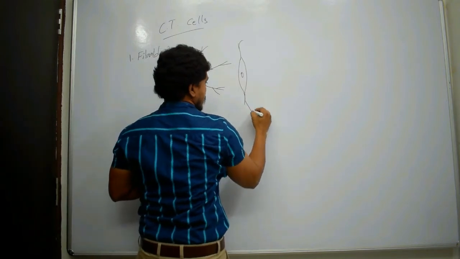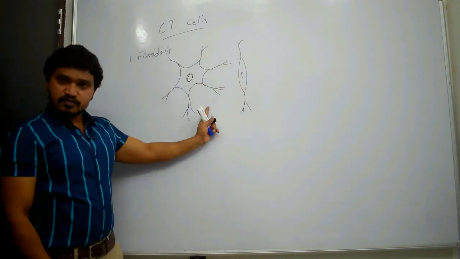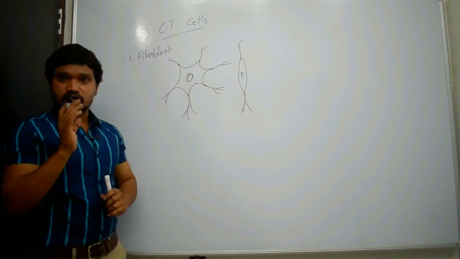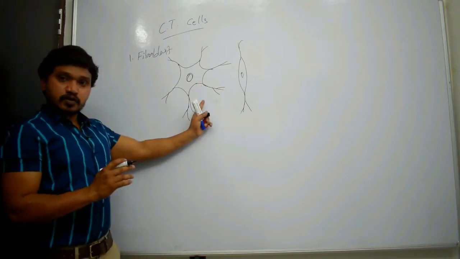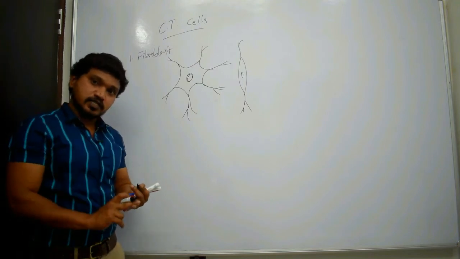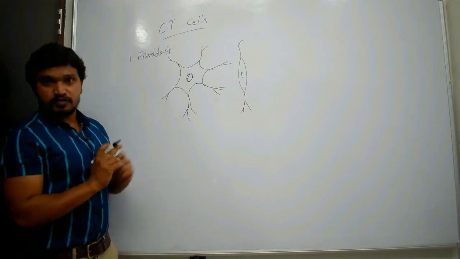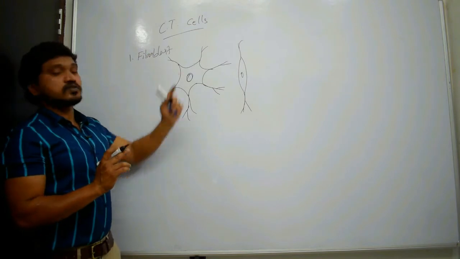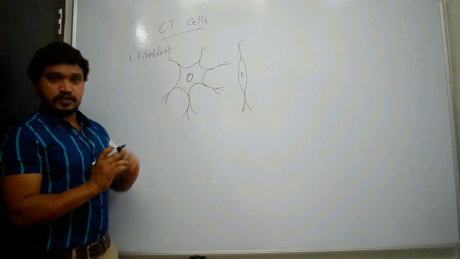This is the structure of a fibroblast. These fibroblasts are the stem cells for the connective tissue because they can produce ground substance and they can produce collagen fibers, elastic fibers and reticular fibers. So fibroblast we can also call the stem cell for the connective tissue.